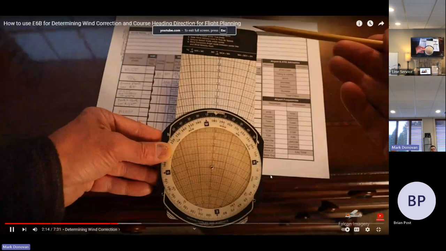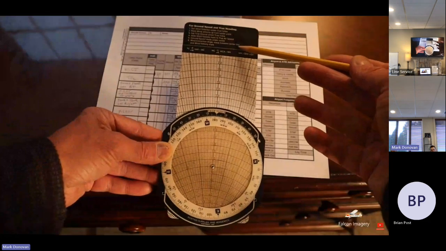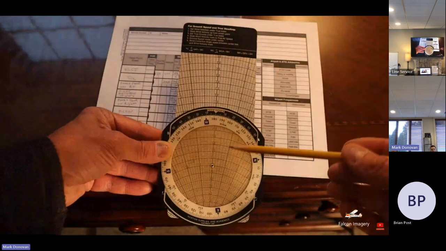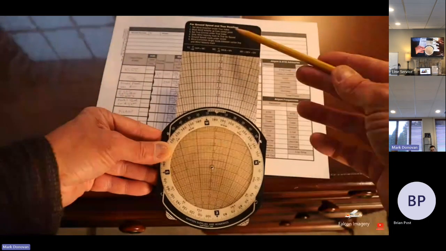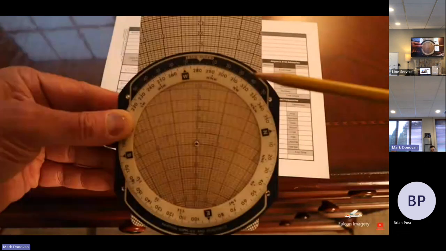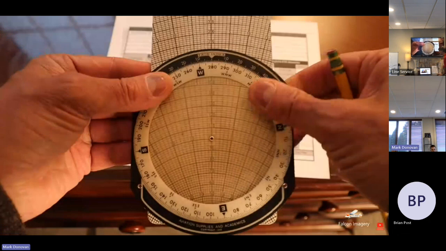So all we have to do is use the E6B whiz wheel instructions that are very well spelled out right up here at the top. The first thing it asks us to do is set the wind direction under the true index. I have already gone ahead and set the wind direction, which is 280, underneath the true index.